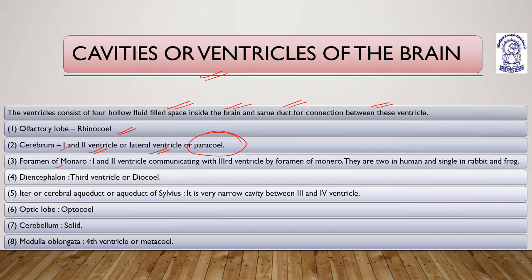Foramen of Monro, which helps in the connection between lateral and the third ventricle. First, second ventricle communicating with the third ventricle via foramen of Monro. There are two in human and single in rabbit and frog. So foramen of Monro basically helps in the connection between lateral and third ventricles.